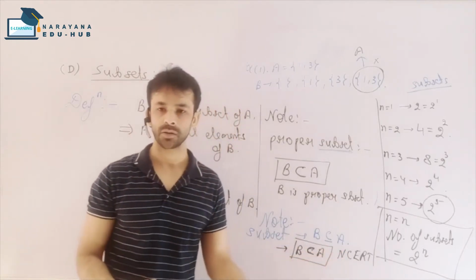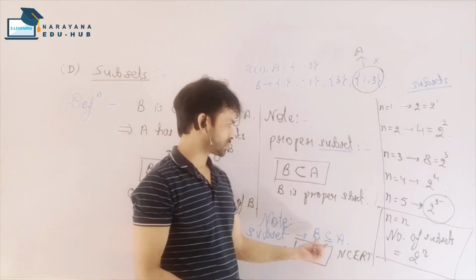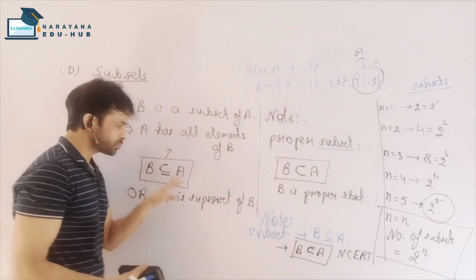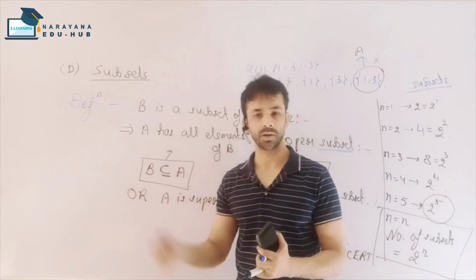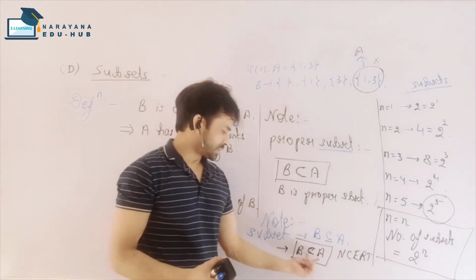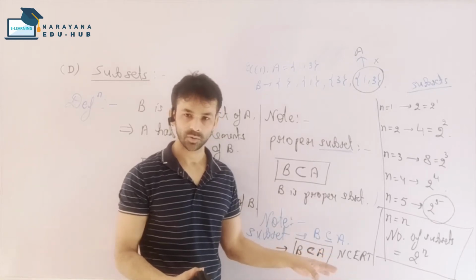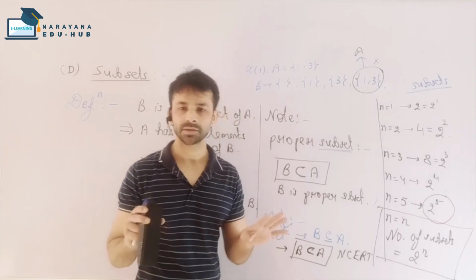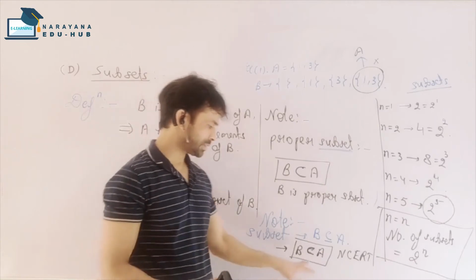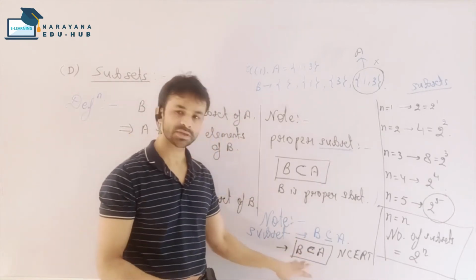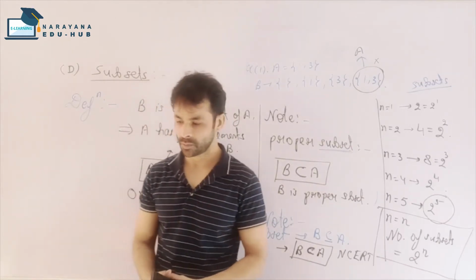So this is one common confusion among the students. The symbol is this in other books, in ISC books, in other competitive exams books. But in NCERT, they are using this symbol. Is that clear? I think that is clear to you. This is the thing you have to keep in mind always. Don't get confused. In NCERT, this means not proper subset. This means subset. That is clear, right?